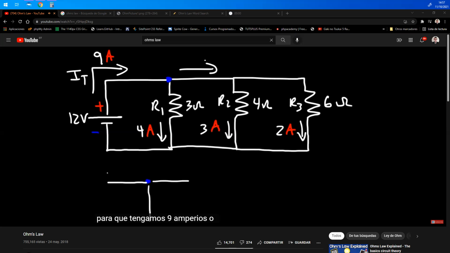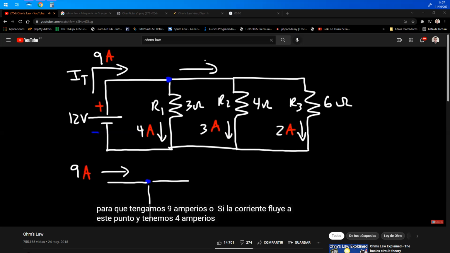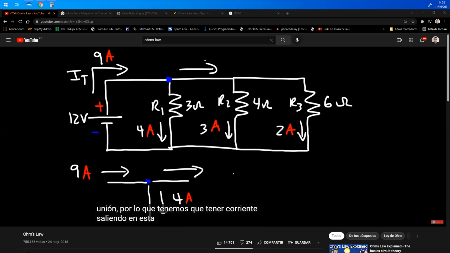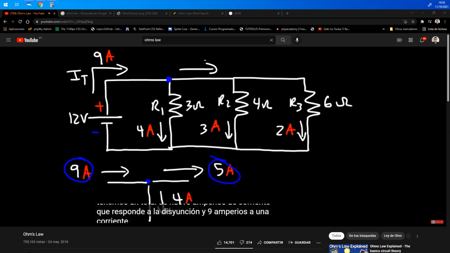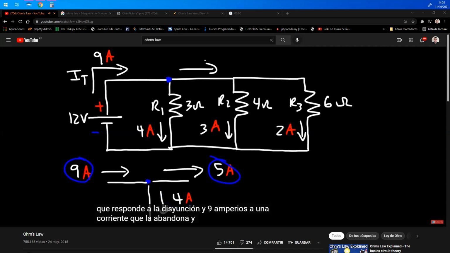Now let's draw a picture. So we have 9 amps of current flowing to this point, and we have 4 amps that's leaving it. Now the current that is flowing to a junction must equal the total current that is leaving a junction. So we have to have current leaving in this direction, and it has to be 5 amps because 5 plus 4 is 9. So we have a total of 9 amps of current that enters this junction and 9 amps of current that leaves it. And so that's the basic idea behind Kirchhoff's current law.